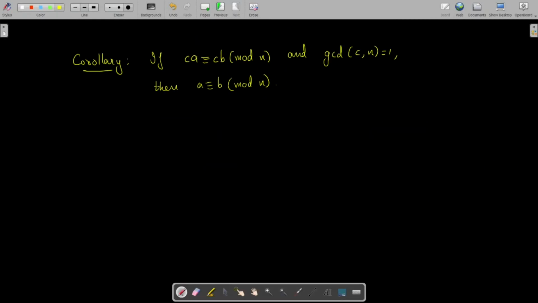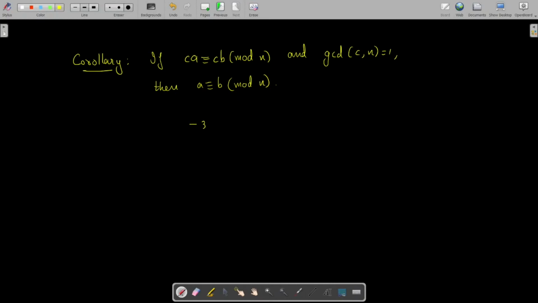Now we have a corollary. If ca is congruent to cb mod n and GCD of c and n equals 1, then in that case a is congruent to b mod n. It is straightforward from the previous theorem. In the previous theorem it says that if ca is congruent to cb mod n and GCD of c and n equals d, then a is congruent to b mod n by d. Here d equals 1. So we have this result.